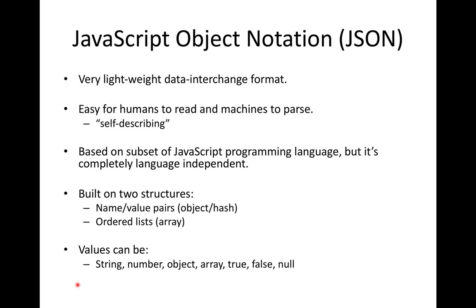JSON is built on two different data structures. You have name value pairs. You have ordered lists. Those are really the only two structures that you need to think about. When you're creating values within a JSON object, those values can be things like strings or numbers. It could be a whole complete separate object. It could be an array. It could be Boolean values like true or false. It could be a null value.